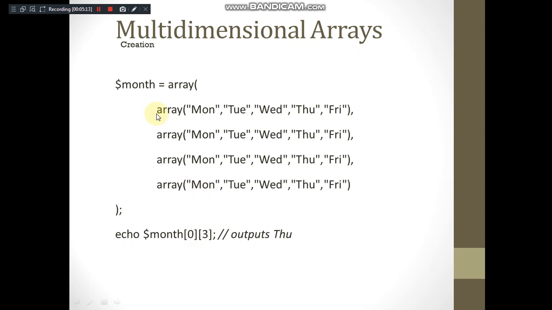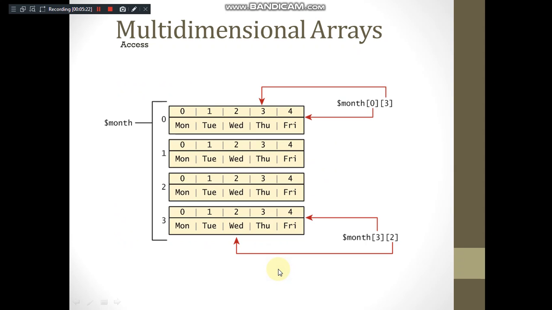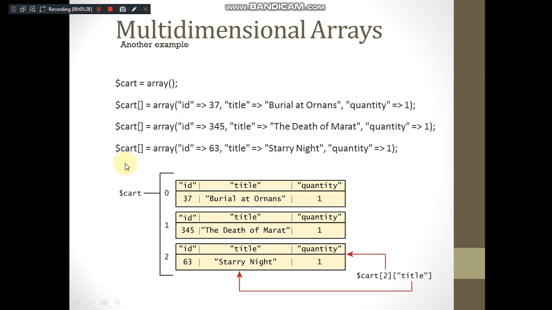At the 0th location, the third one, 0 1 2 3, is Thursday. So this is outputting Thursday. This is how it works. This concept is very clear to you, so I'll not repeat this.